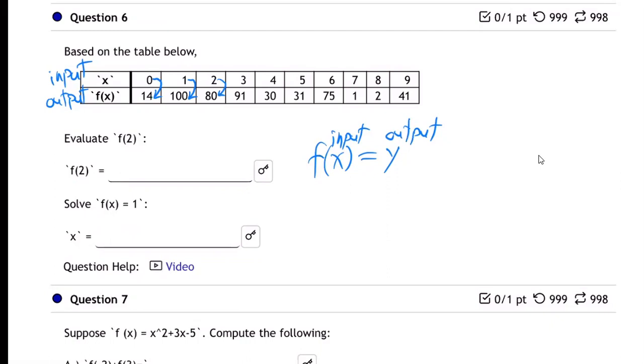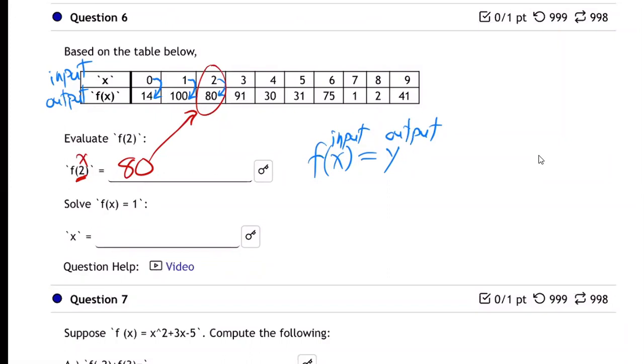Okay, so according to this function, when we put 2 inside, when x is 2, what comes out? Well, on my table, it's that one. It'd be 80, right? When 2 goes in, 80 comes out. That's what the table says right there. When x is 2, f of x, what comes out, is 80.